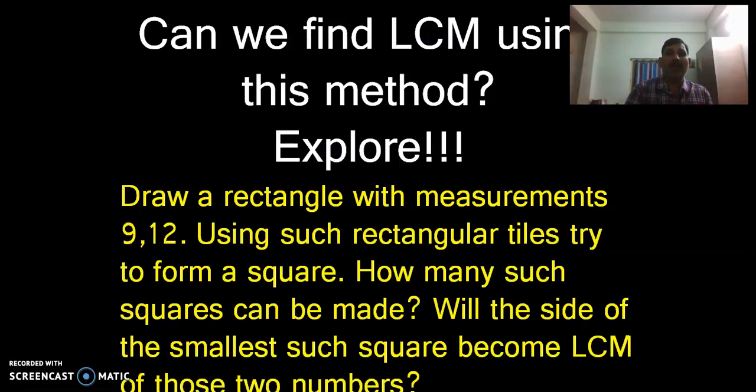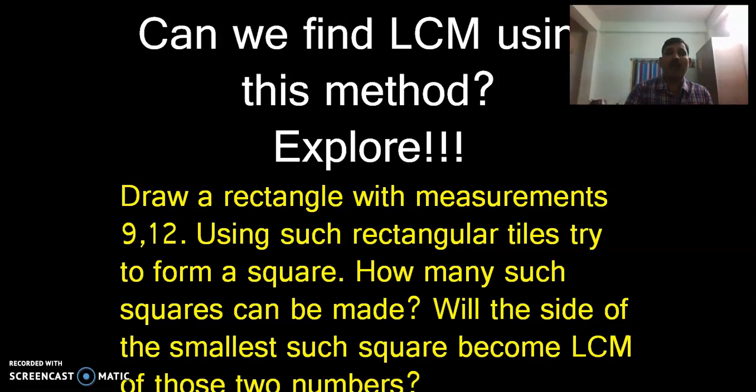Now, till now, using this algorithm, we learned how to determine HCF. Now, I'm going to give you something interesting. Can we find LCM using this method? You try to explore. Draw a rectangle with measurements 9 and 12. Using such rectangular tiles, try to form a square. How many such squares can be made? Will the side of the smallest such square become the LCM of those two numbers? You try to explore yourself.